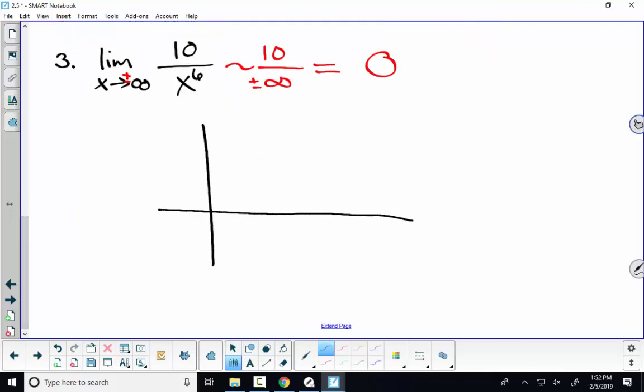Just think about it this way. I'm approaching infinity, and the function 10 over x to the 6th is approaching 0. So I don't know, it could be approaching 0 like this, or it could be approaching 0 like this. I just know that as I get further and further out this way, the y values get closer and closer to 0. So what is that describing? Horizontal asymptote. Yeah, who said that? Yeah, horizontal asymptote.